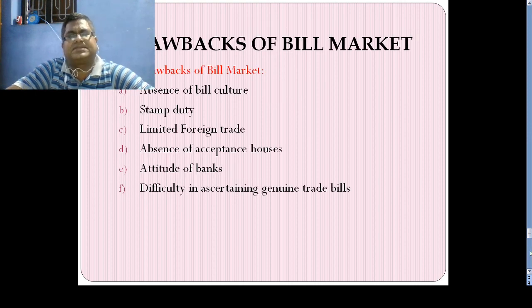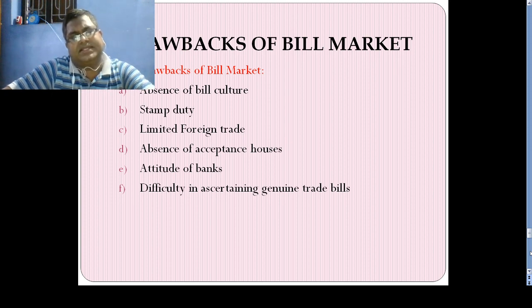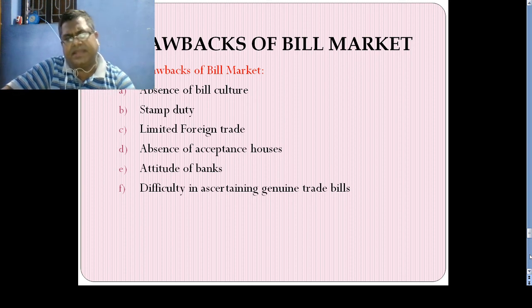If you talk about drawbacks, there is an absence of bill culture. In India, there is no bill culture. Bill culture is generally found outside the country, so its absence is a drawback. Stamp duty is also a problem, which is a negative point. Foreign trade is limited, because only a few foreign exchange transactions can be carried out through the bill market. The absence of acceptance houses means fewer financial institutions or markets are doing such business. The attitude of the banks generally changes, and there is difficulty in ascertaining genuine trade bills because it is a short-term market, and some of the bills have to be covered.